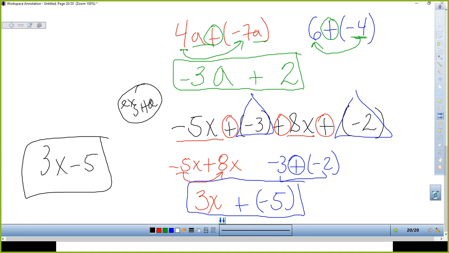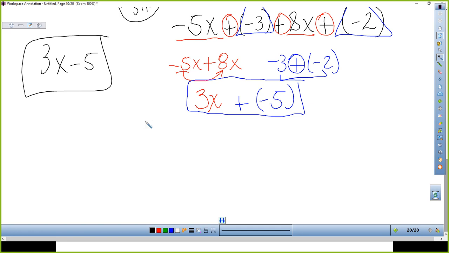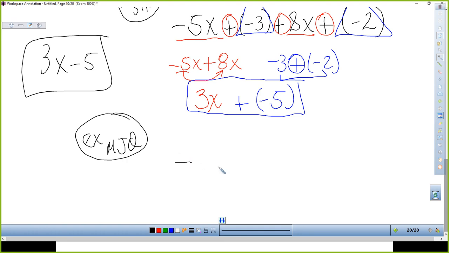Let me make some room here. Example MJQ. Alright. So here goes this one. I'm going to start with a numerical only. I have negative 6 minus negative 8.